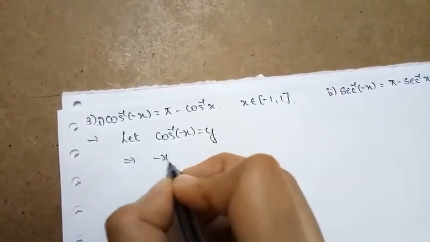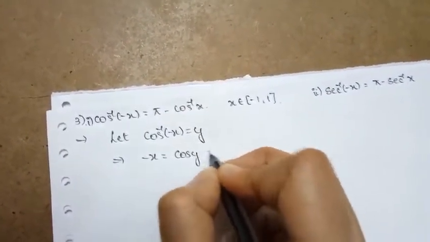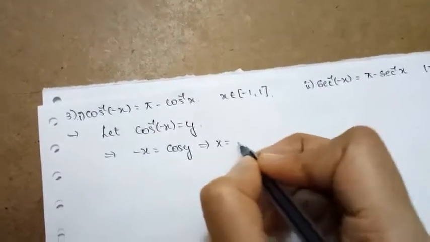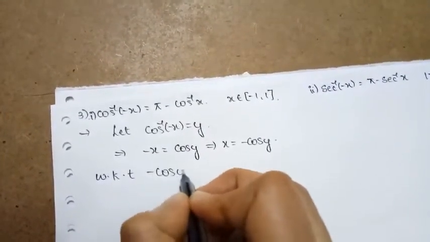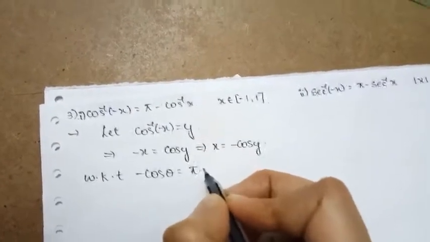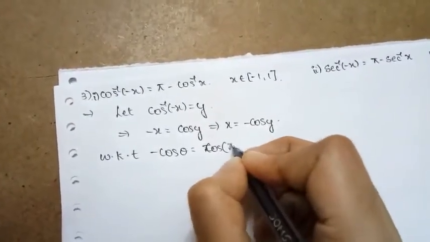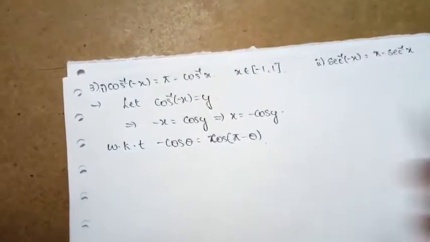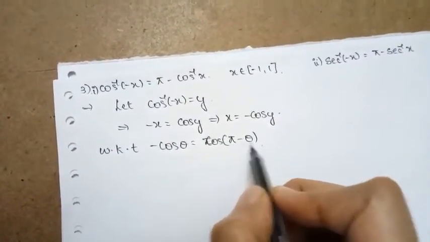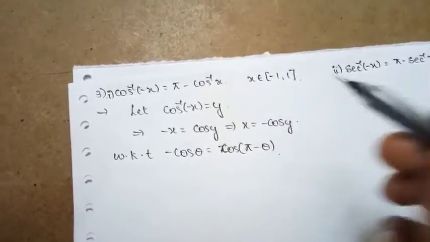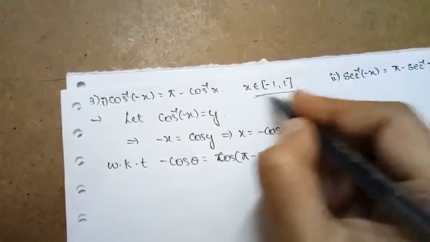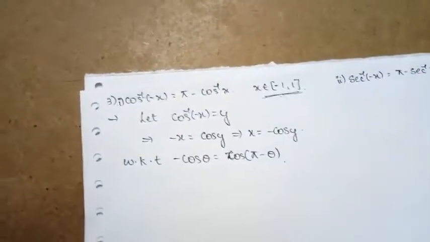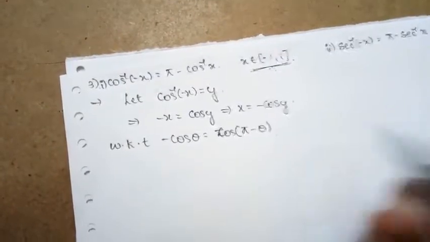That is nothing but minus x is equal to cos y. So what does that imply? That is x is equal to minus cos y. And what we know is that minus cos theta is equal to cos of pi minus theta. So this is the thing we have learnt. Even pi plus theta also holds. So why we have taken pi minus theta is because that thing is going to satisfy this domain. So that's why we have taken cos of pi minus theta.